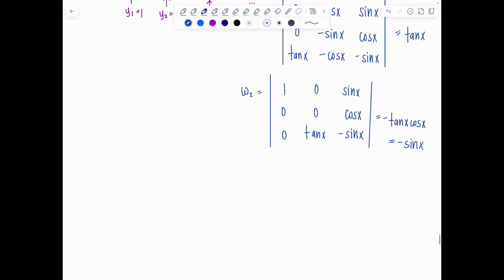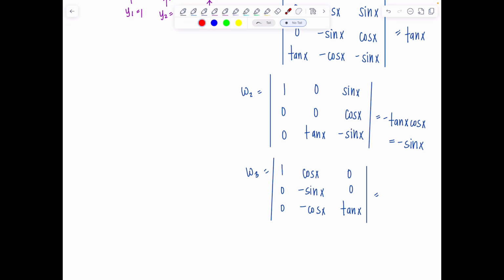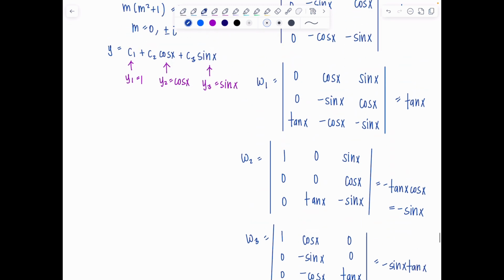And then lastly, W3: 1, 0, 0. Second column is cosine x, negative sine x, negative cosine x, and 0, 0, tan x. I'd still expand along the first column. So this is gone, negative sine x times tan x minus 0. So negative sine x tan x. That doesn't simplify. Oh well. Okay. And then the beautiful thing is W is just 1.